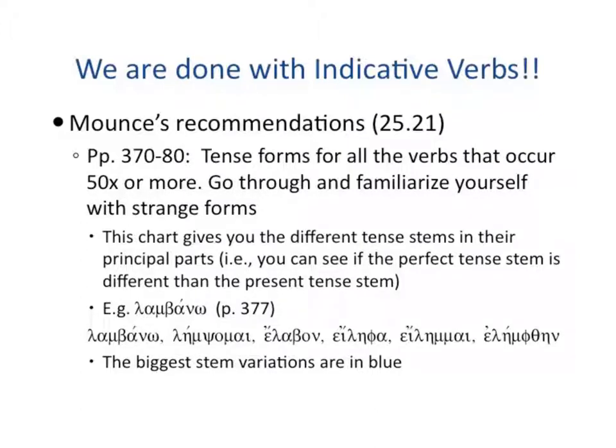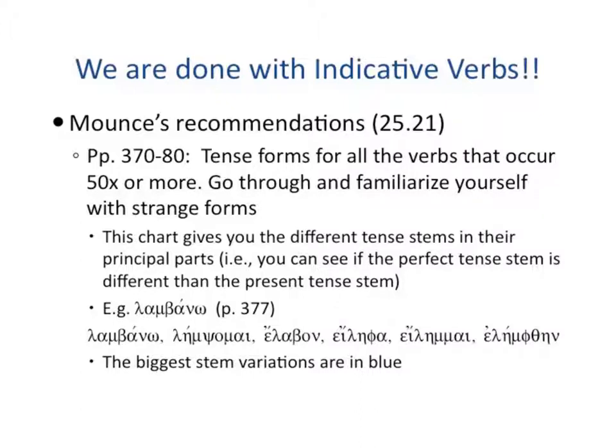Mounts there has some recommendations about further learning and things you should focus on in terms of Greek, the indicative verb, stuff like that. And also check out pages 370 to 380. There you'll find the verbs that occur most often, 50 times or more, in their different tense forms. You're going to want to go through and familiarize yourself with strange forms. The biggest variations will be in blue. So memorize those ones that are in blue. So for instance, they will be laid out in terms of principal parts. You might check that handout that I gave you on principal parts for a little bit more explanation.